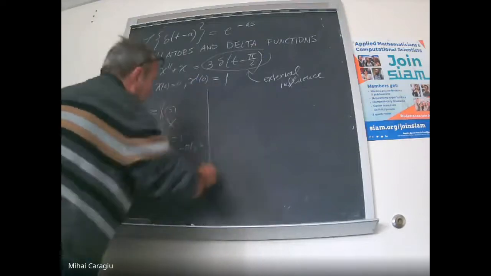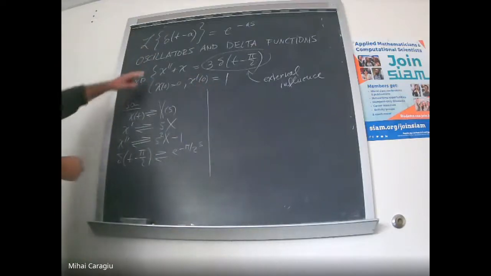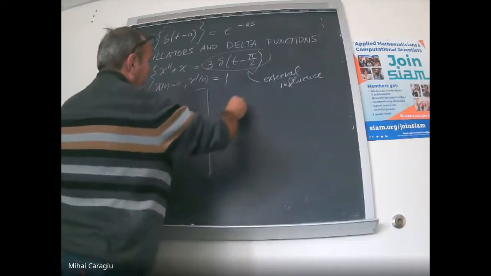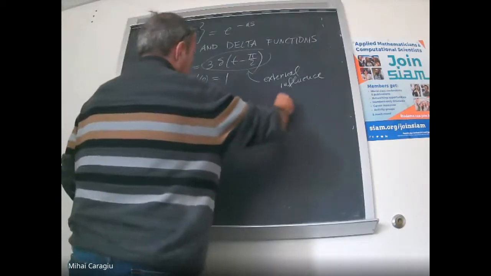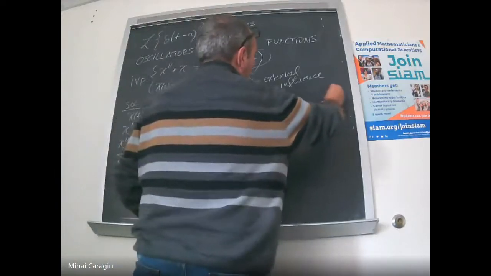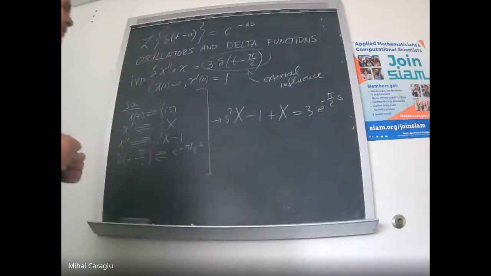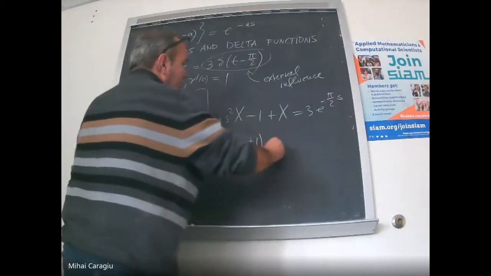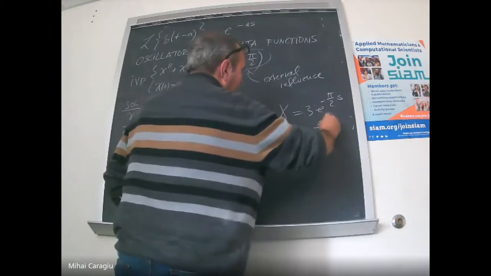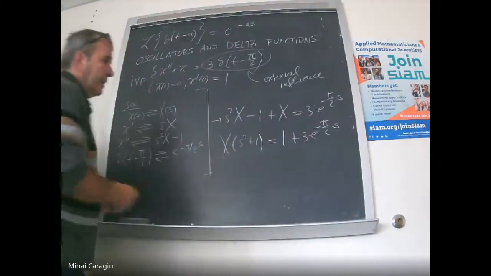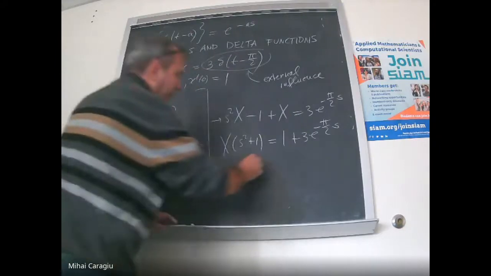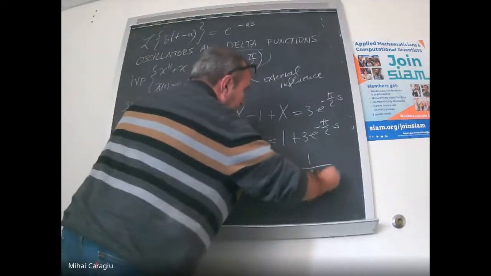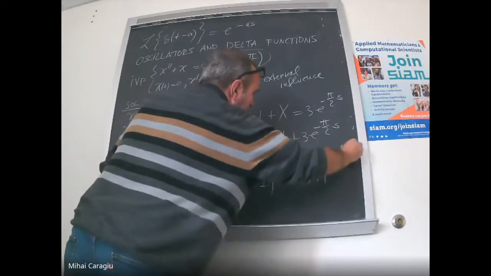Okay, so let's use this as a dictionary to convert the differential equation into s space. So we'll get s squared big X minus 1 plus big X equals 3 e to the power minus pi over 2 times s. Let's keep all X's on the left, so X times s squared plus 1 equals 1 plus 3 e to the power minus pi over 2 times s. And then we get capital X equals 1 over s squared plus 1 plus 3 times 1 over s squared plus 1 times e to the minus pi over 2 times s.